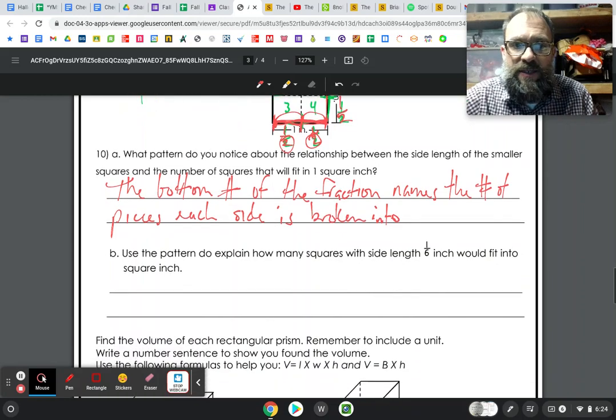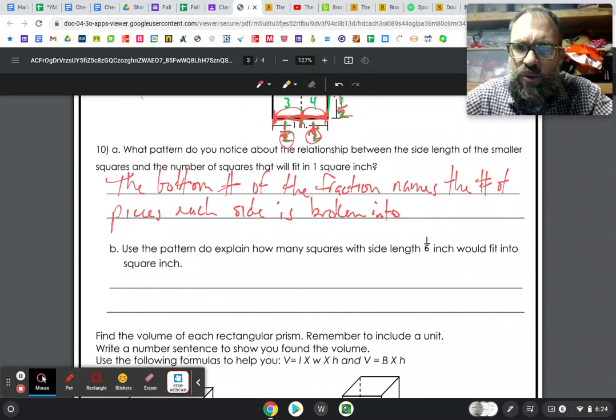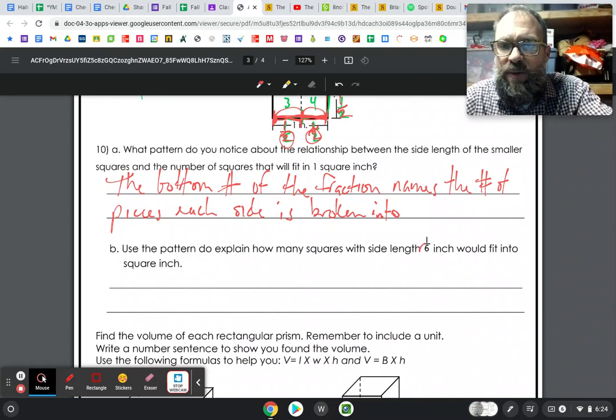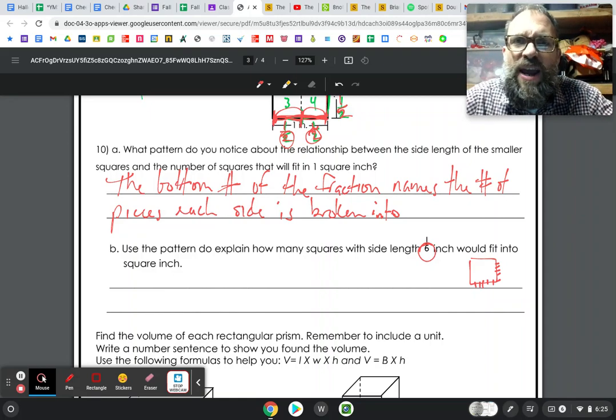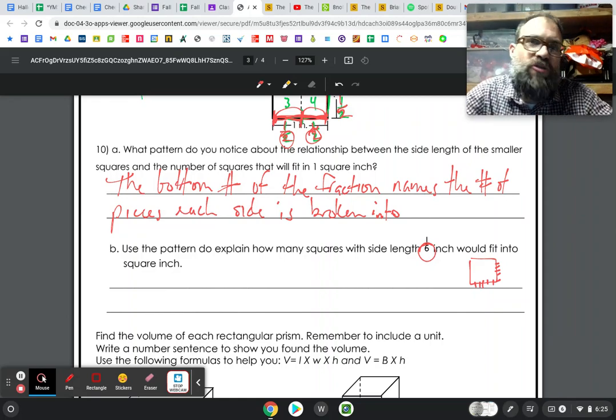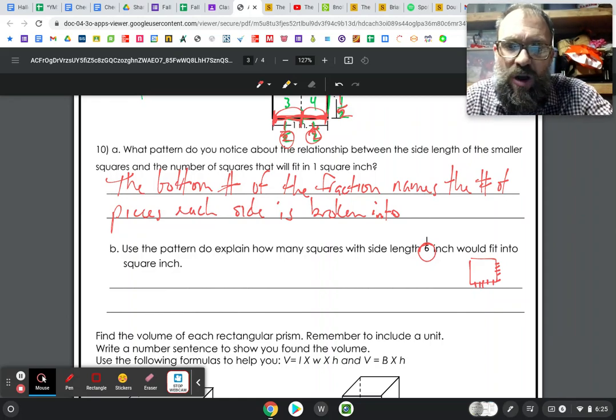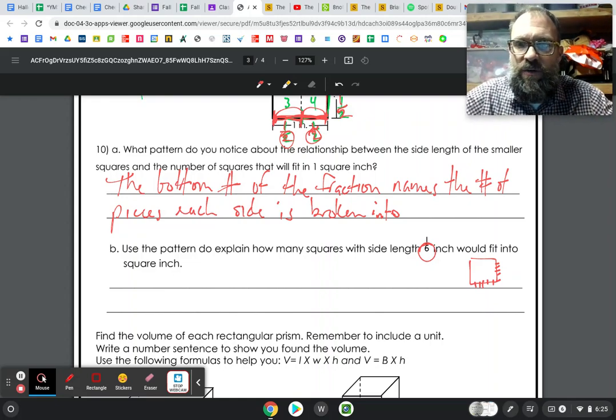So B says, use that pattern to explain how many squares with the side length of 1/6 of an inch would fit into a square inch. Well, if I look at the bottom number 6, that'll tell me that in a square, each side will be broken into 6 pieces. So that's a 6x6 array. Well, that's 36 pieces. So I don't actually have to draw the drawing if I know what the job is of that bottom number of the fraction that names the side length. It'll tell me how many pieces are on each side and therefore how big the array is.